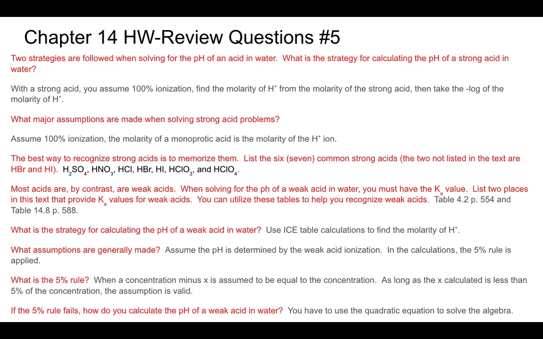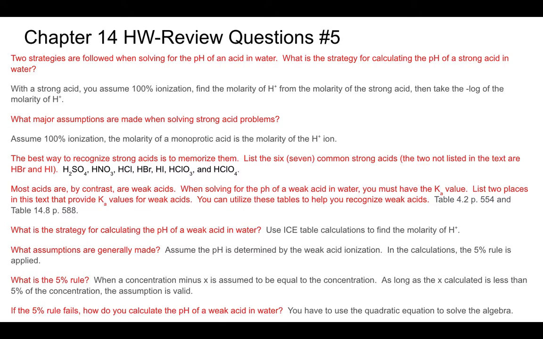When solving for the pH of a weak acid in water, you must have the Ka value. List two places in the text that provide Ka values for weak acids. These are tables that we can utilize when we're working weak acid problems, and they are table 4.2, page 554, and table 14.8, page 588, which focuses completely on oxyacids.